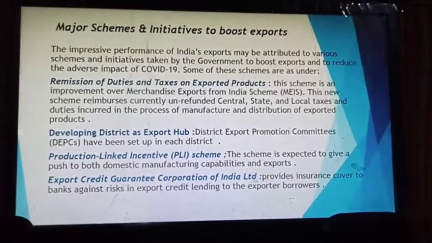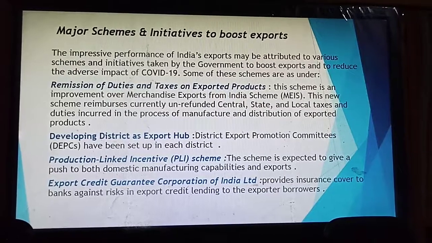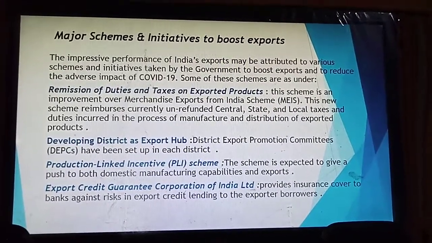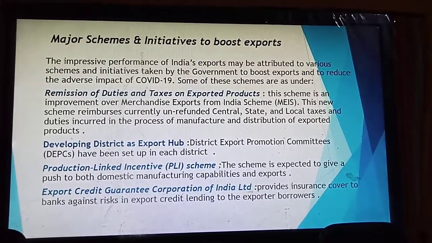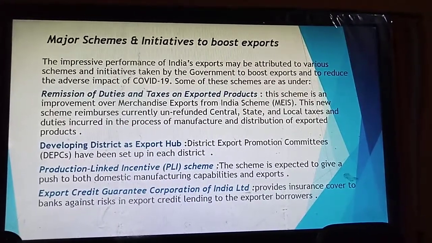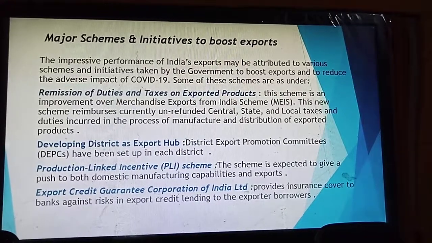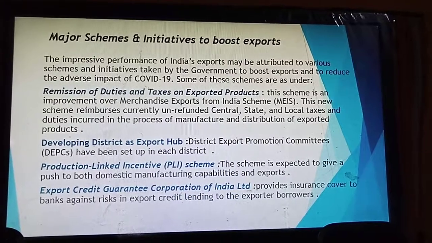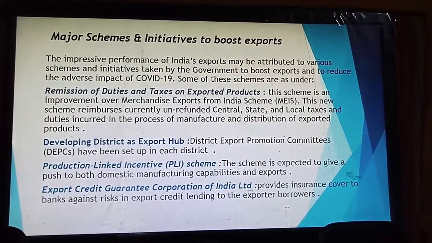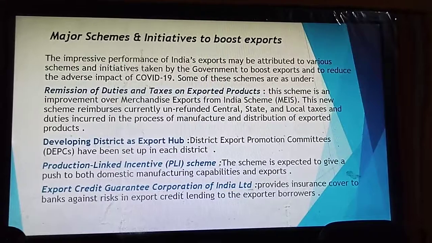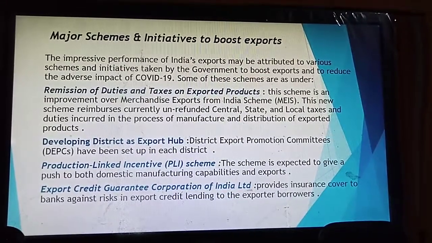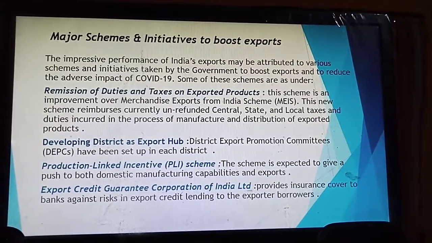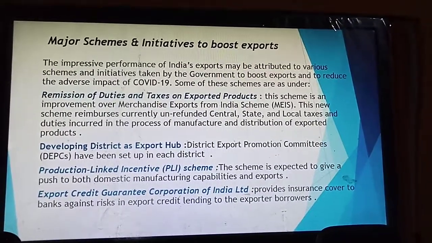So before the last slide, we consider major schemes and initiatives to boost exports. The impressive performance of India's exports may be attributed to various schemes and initiatives taken by the government to boost exports and reduce the adverse impact of COVID-19. These are remission of duties and taxes on exported products, developing districts as export hubs, the production linked incentive scheme, and the Export Credit Guarantee Corporation of India Limited.